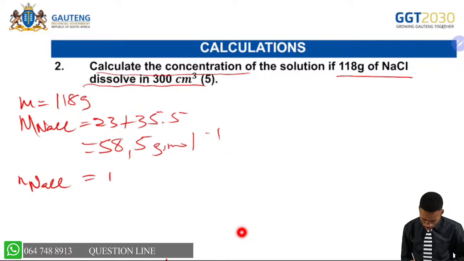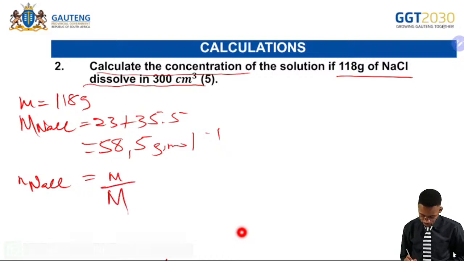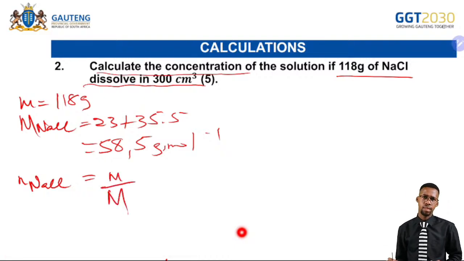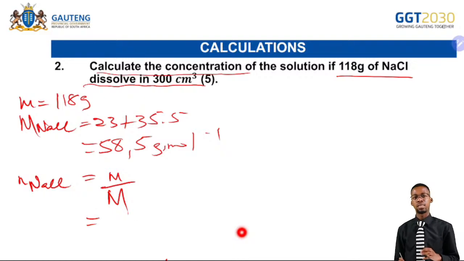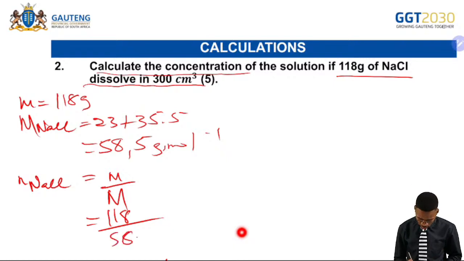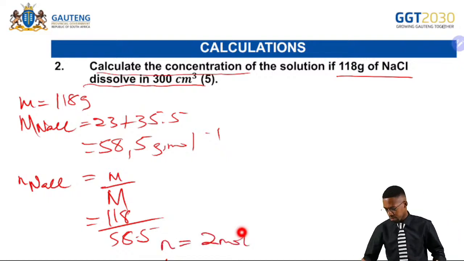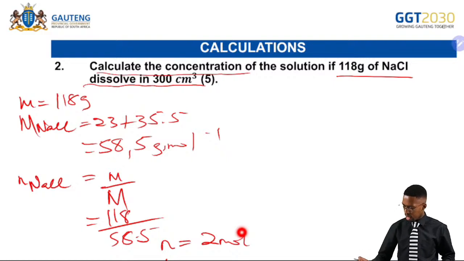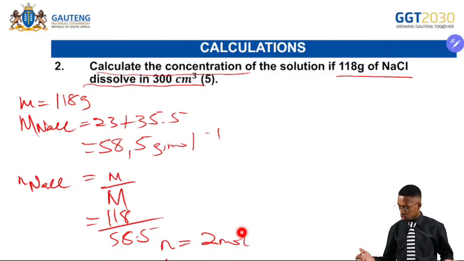So we can find the number of moles of our table salt, NaCl, by using this formula. Number of moles is equal to sample mass divided by molar mass. And what is our sample mass? Our sample mass is 118 divided by our molar mass, which is 58.5. And our number of moles will be 2 mole or something relative to that. We can prove it. 118 divided by 58.5, and our answer will be 2.01.